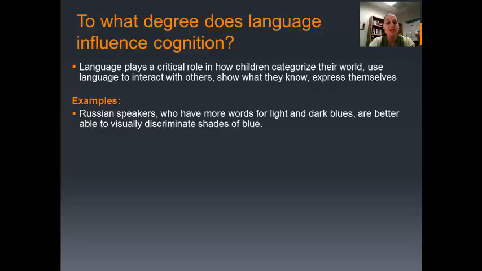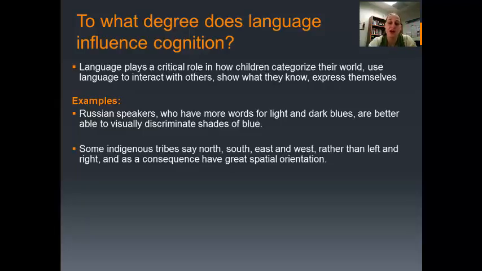Pretty interesting, right? So here you see in this example that language shapes perception. Because in their language they have many different words for the different shades of blue, they actually can discriminate those shades better. Here's another one. Some indigenous tribes say north, south, east, and west, rather than the more vague terms such as left and right. And when studies have been done on these tribes, they found that these people have greater spatial orientation than people from cultures who use left and right rather than north, south, east, and west.